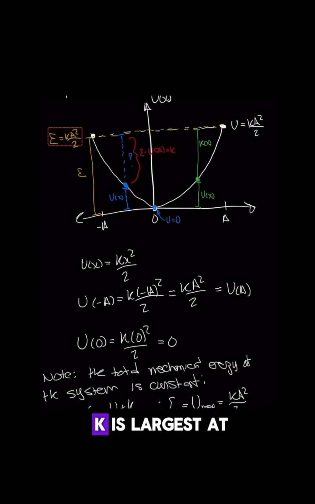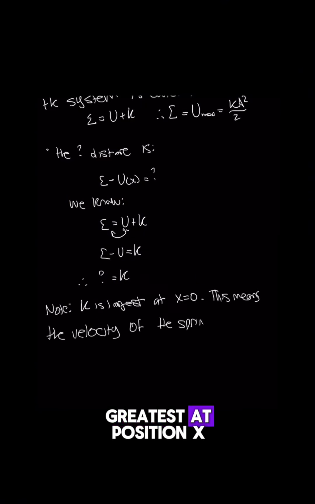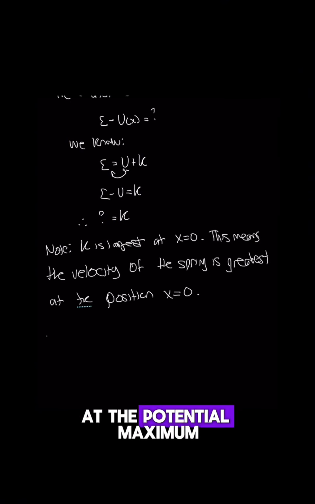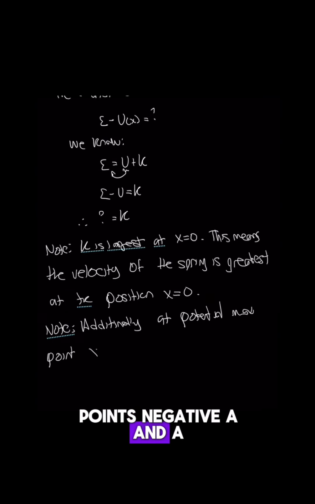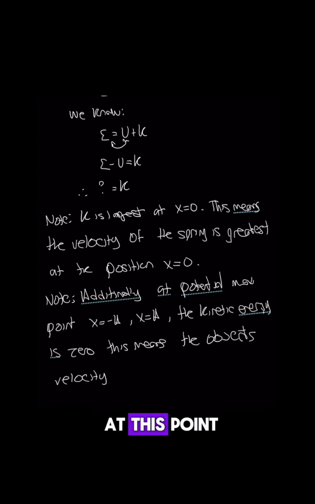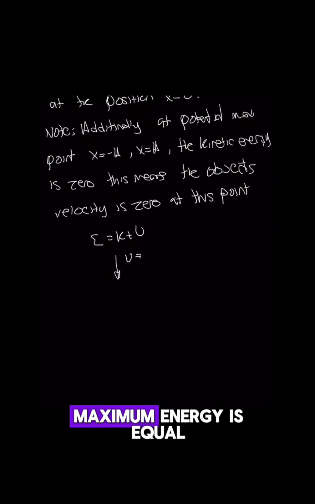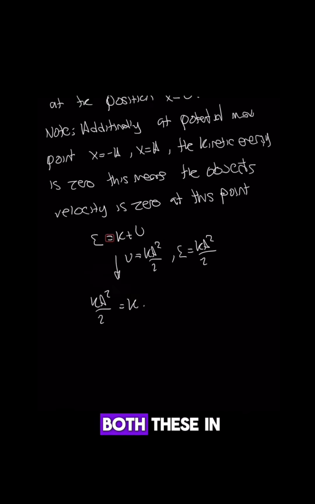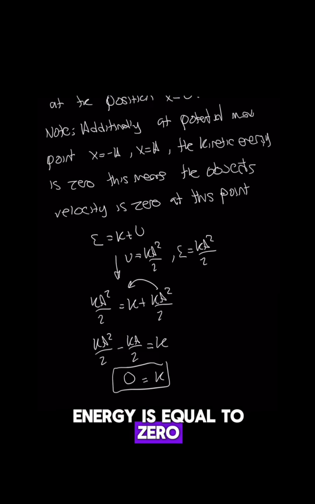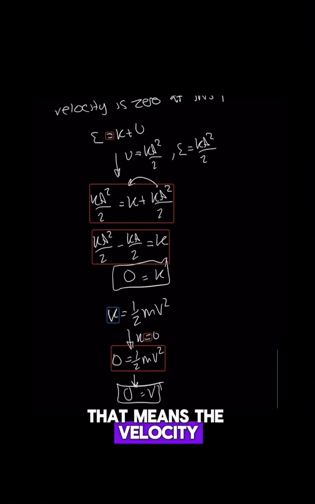We can note that K is largest at x equals 0, and this means that the velocity of the mass is greatest at position x equals 0. Additionally, at the potential maximum points, -a and a, the kinetic energy is 0. This means that the object's velocity is 0 at these points, because if we look at our diagram, at -a, the potential energy is equal to ka squared over 2. We know that the maximum energy is equal to ka squared over 2, so if we plug both these in, we find the kinetic energy is equal to 0. We also know that the kinetic energy is equal to 1/2 mv squared. The kinetic energy being equal to 0 means the velocity is also equal to 0.